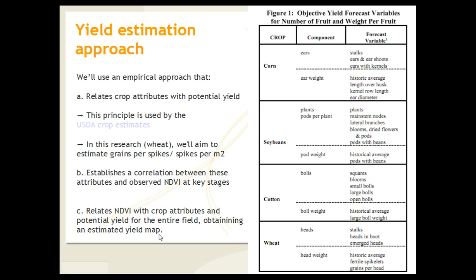We'll see this in detail, but what I wanted to mention is that this is something that could be applicable to other crops because there are other variables that are related with yield, and if we can establish a relationship between imagery and the crops, then we can estimate yields for the whole field.